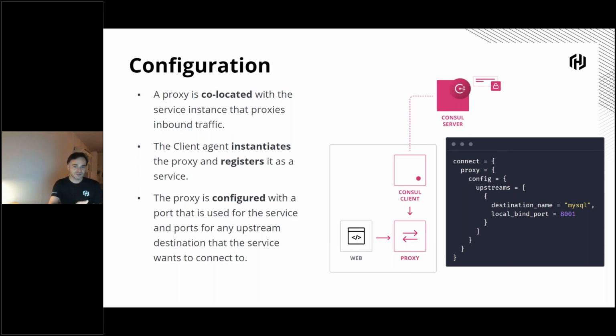So we register this in Consul, and then we give the Consul client the command to start up the sidecar proxy. It will then start the Envoy proxy and configure it with the local listeners so that when we try and reach MySQL on localhost 8001, we actually get forwarded to the sidecar proxy that gets co-located with the MySQL service itself.